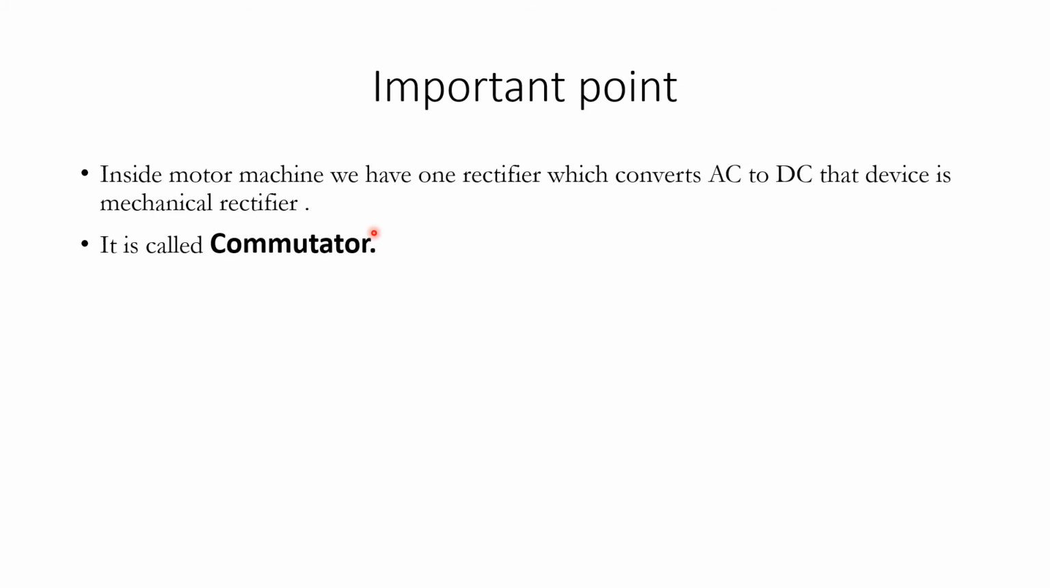One important point: inside the machine, we have a rectifier which converts AC to DC. That device is a mechanical rectifier called the commutator. Why do we need this device? Because the induced EMF is AC current, but in the case of a DC generator we want the output as DC current. So the device converting AC to DC is the commutator.